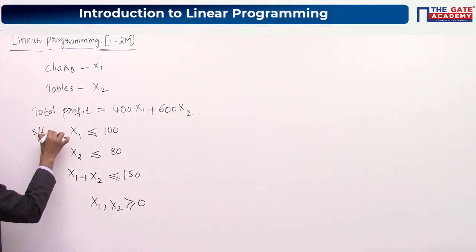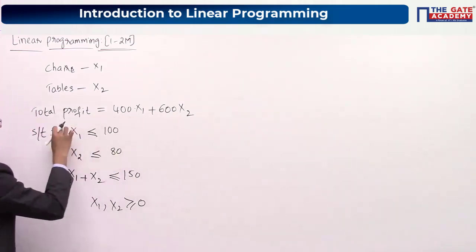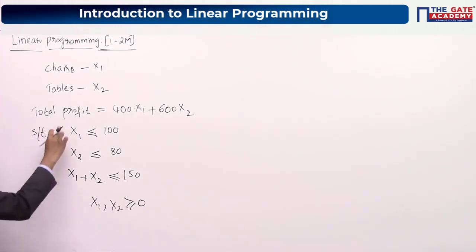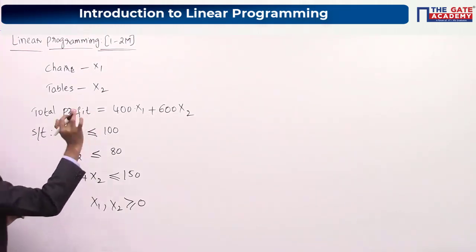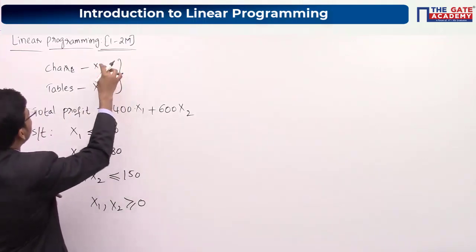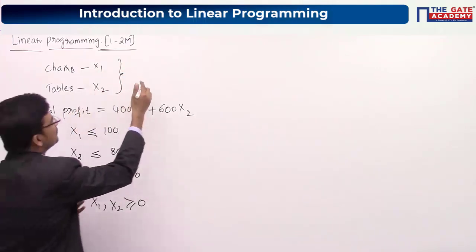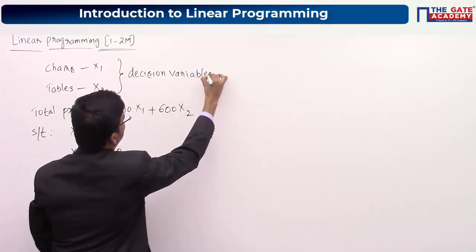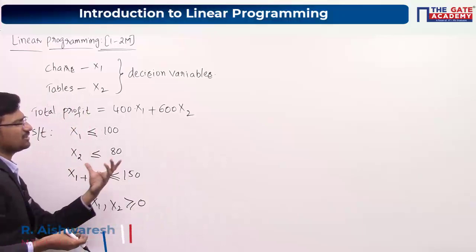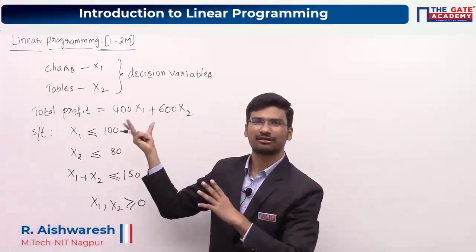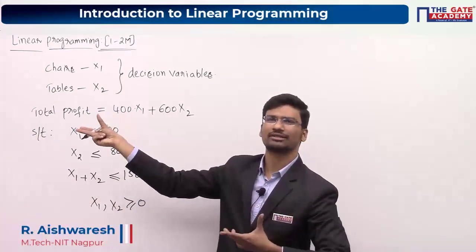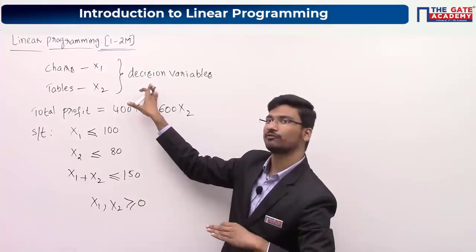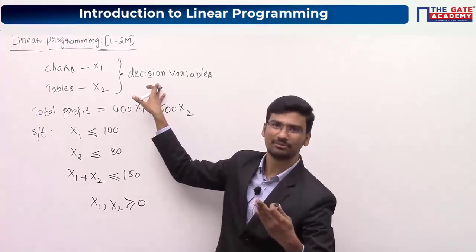I am writing one more thing here. This total profit is subjected to some restrictions, right? So I am writing it as subjected to these particular restrictions. Now you have some names here. Initially we called these variables, right? These are known as decision variables. That means finally you are going to decide these variables after following these linear programming methods. So the variables which you are going to find finally are known as decision variables.